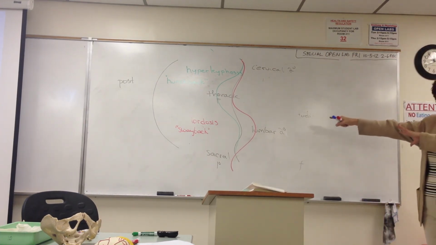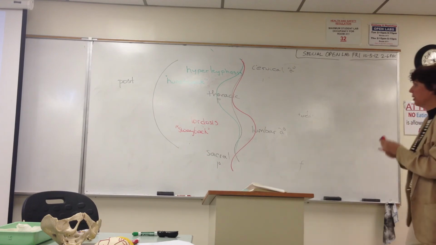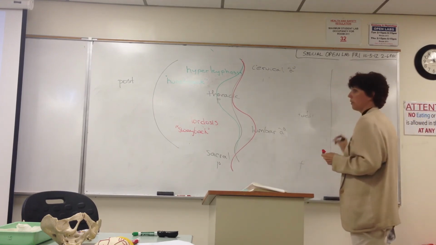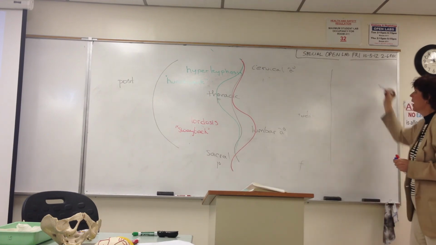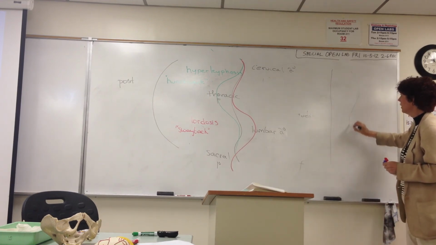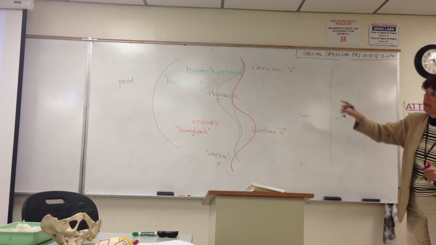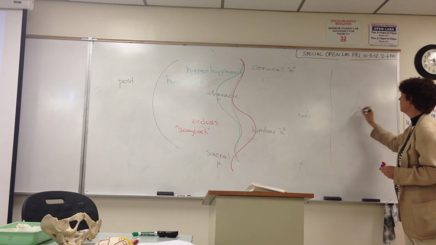All right, so this is a lateral view. From an anterior-posterior view, the spinal column should be straight. All right. Any deviation is called scoliosis. So that's the larger double picture in the middle.